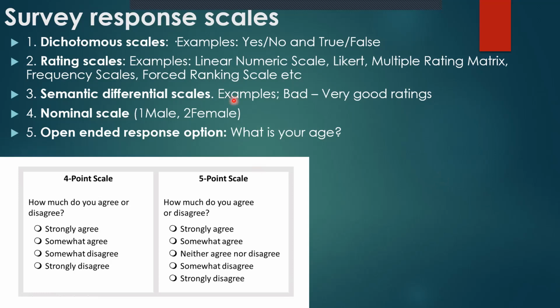Okay. So there are different types of scale, like the dichotomous scale. These are the yes or no, true and false scales. The rating scales, like the Likert scale. Most of the rating scales are ordinal scales. So that's something that you need to take note of. Then you have the nominal scale. We've already talked about that one. The rating scale and the ordinal scale, we talked about that one. Semantic differential scales, like bad, very good. This can also be a rating scale.